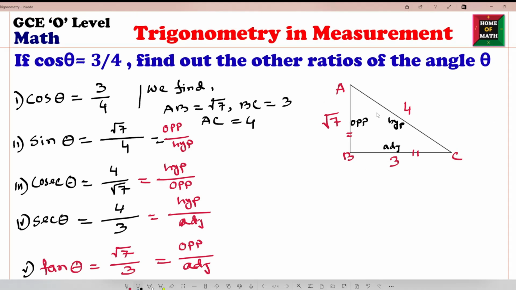Hope you understand this one. It's very important math. So don't forget, keep your concentration on the angle. Okay, and look, this acute angle is everything. If you consider A, then opposite will be BC. Again, if you consider C, then opposite will be AB. So be careful about this thing.